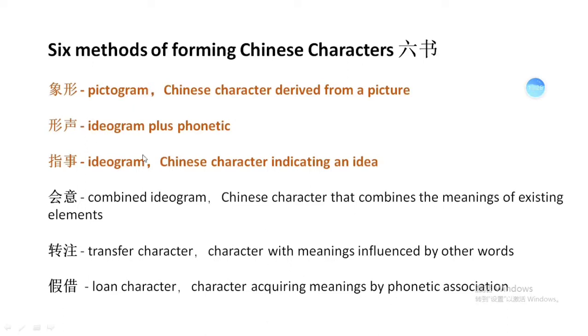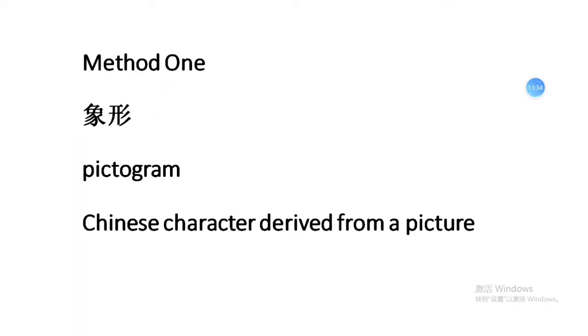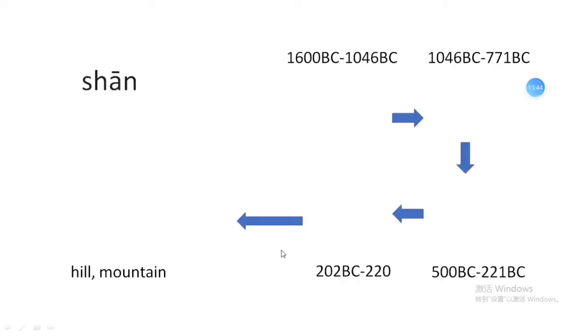I know these definitions are very difficult for you to understand, so in the following steps, I would like to introduce those methods one by one. So the first one, method 1, is pictogram. The Chinese character derived from a picture. Let's have a look. First of all, here.